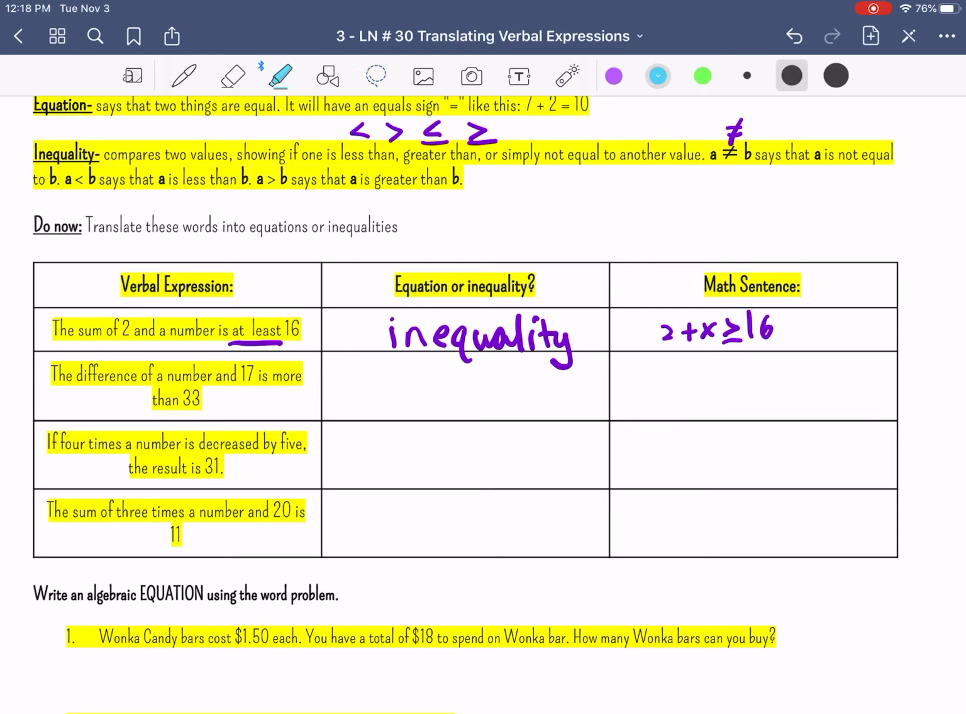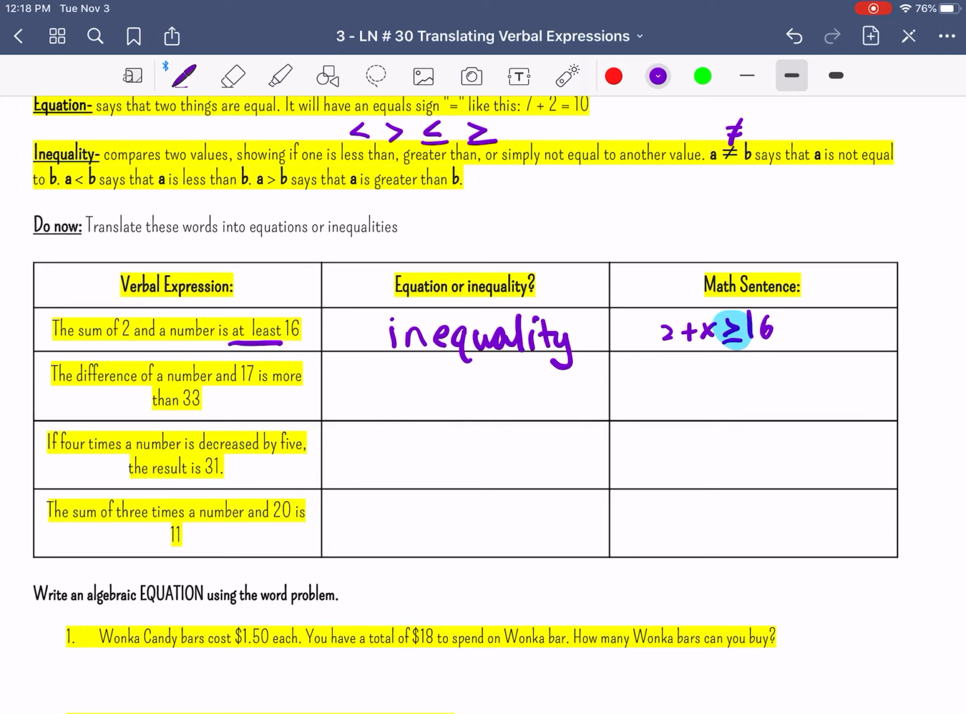So this sign says it's at least 16 because it's pointing, like we talked about. If we look at it like a mouth eating, it's going to eat whichever side is more. So 2 plus x has to be 16 or more. So it's a little confusing with that, but I think you're getting the hang of it.